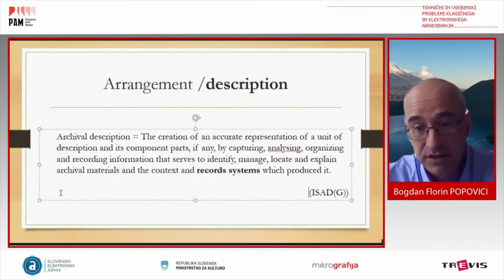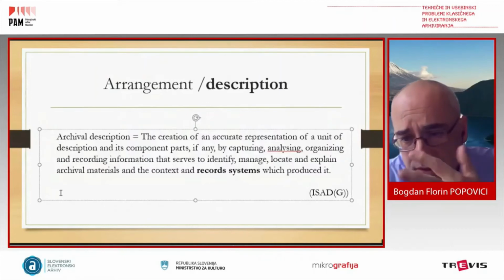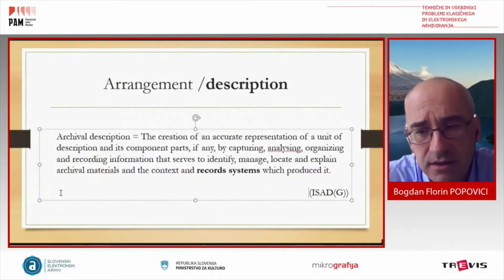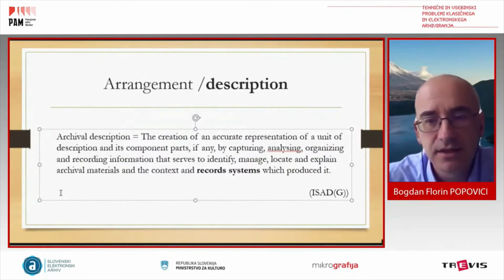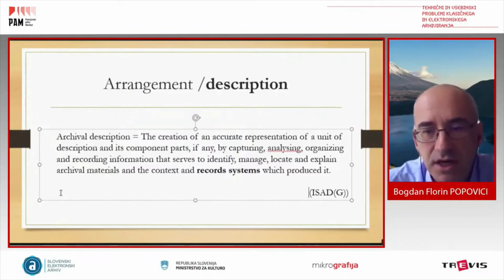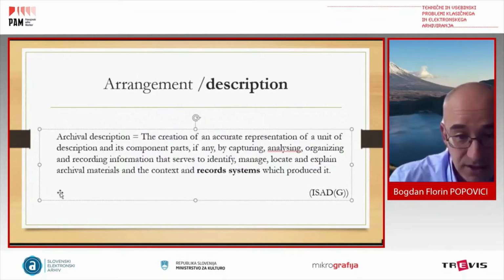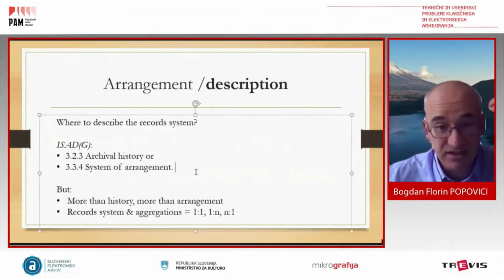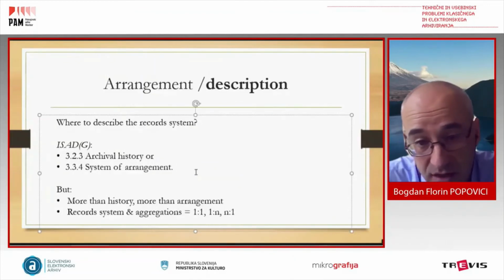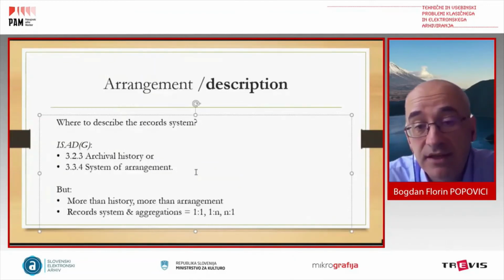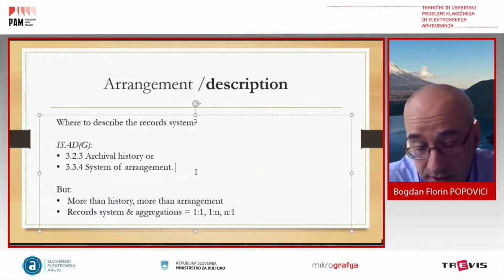As for archival description, you know the definition from ISAD(G), it is very much cited, but I want to emphasize that the standard says that archival description implies identification of the context and the record system which produced the records. Despite that, there is no clear place where the record system should be described. We may speculate that it might be in the element of archival history or in the system of arrangement. But in fact, the record system is more than history, and it is more than mere arrangement.